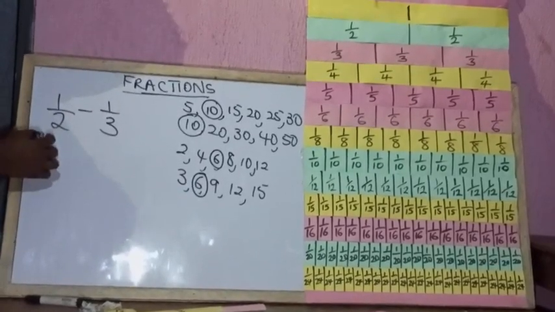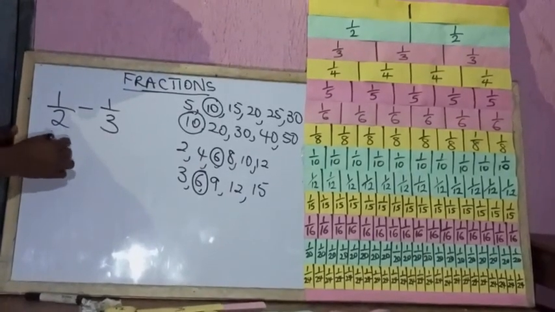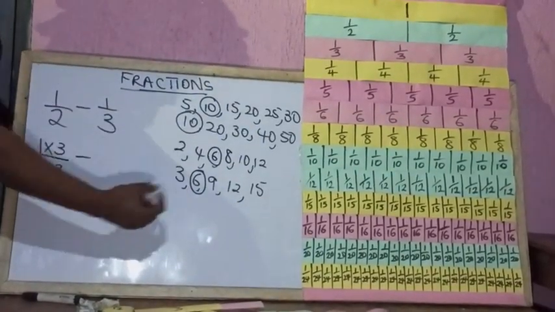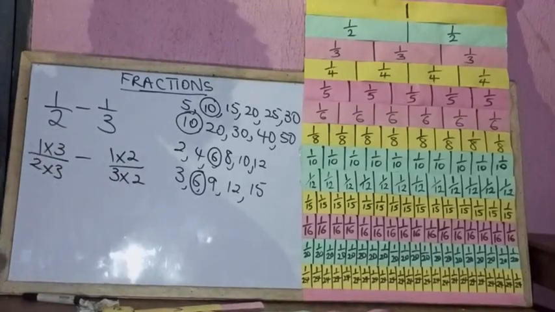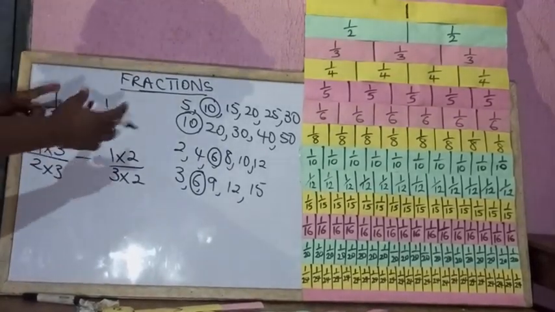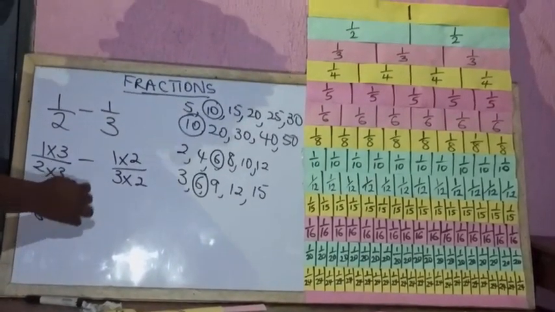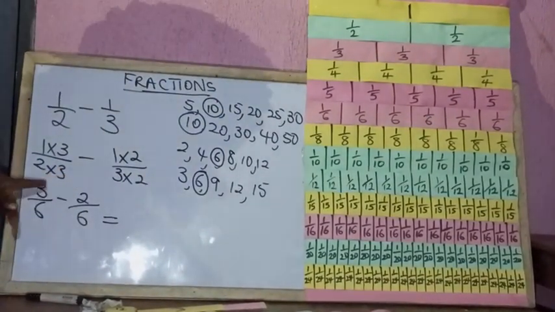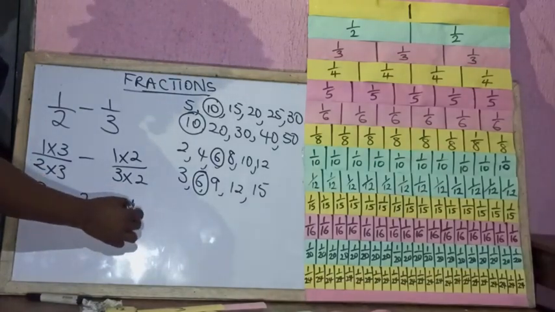So this our 1 over 2. 6 is the third multiple of 2. So we'll be doing 1 times 3 over 2 times 3. And for 1 over 3, 6 is the second multiple of 3. So it is 1 times 2 over 3 times 2. That will bring them to like fractions. So we have 3 over 6 minus 2 over 6. And all we simply need to do is subtract 2 from 3, since they are now like fractions. So we subtract the numerators. 3 minus 2 is 1. So we are saying it is 1 over 6.